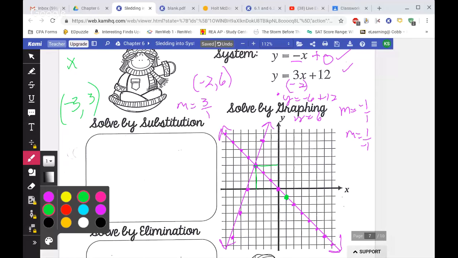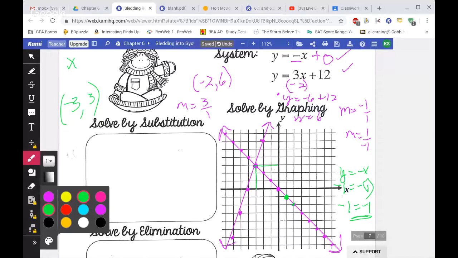-1, 1. Okay. Well, technically, it's 1, -1 because you state the x first, yes? So what happens if I plug in -1 and 1? They equal, right? So that is a solution to that equation.